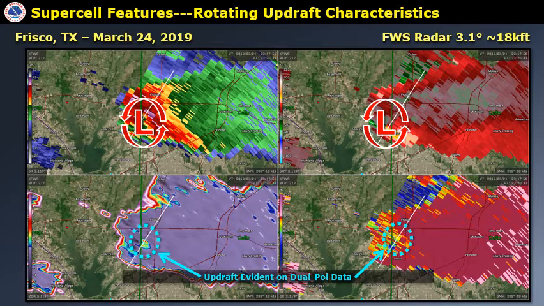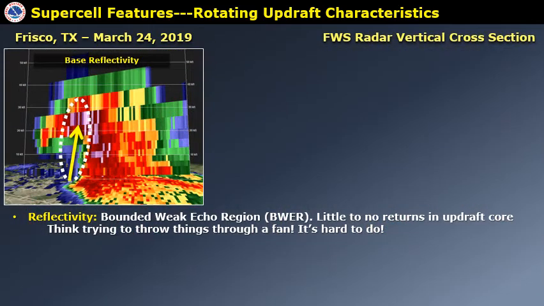to the updraft. Now, we do see depressed values of CC, which suggest non-uniformity of targets in the sample volume. We'll actually look at this a little closer by taking a vertical cross-section, as you see with the line, in the next slide. So taking a look at the vertical cross-section of that same storm, we see some interesting features.